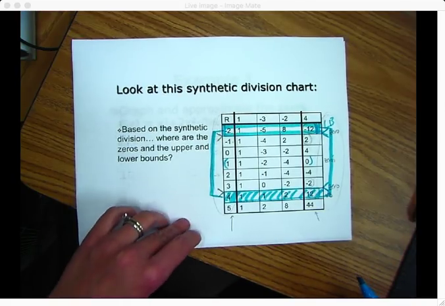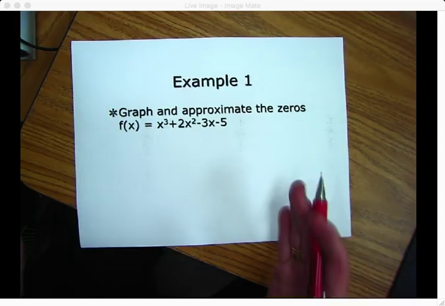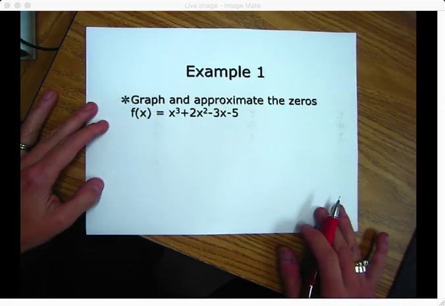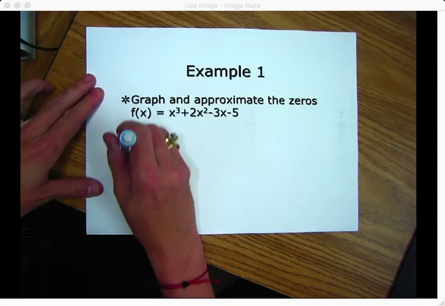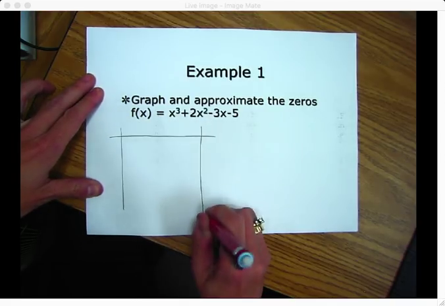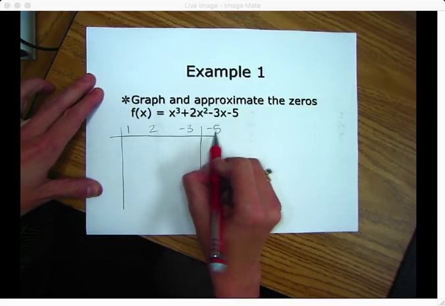Okay, so with all that information, let's see if we can actually do this example. We're going to make a big XY chart, which is synthetic division. We're going to see if we can find the zeros, and we're going to actually draw a picture of it. Okay, so here we go. Big XY chart. I'm going to have a 1, a 2, a -3, and a -5.